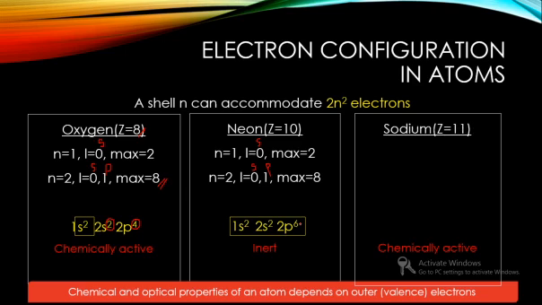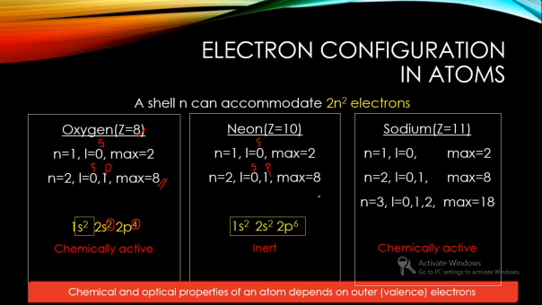Similarly, you have sodium. In sodium, the atomic number is 11. So you'll require the next, third orbit also to represent it. 10 electrons will be represented using the first and second orbits, and one more electron remains to be represented. So we will require the third orbit, so n equal to 3.